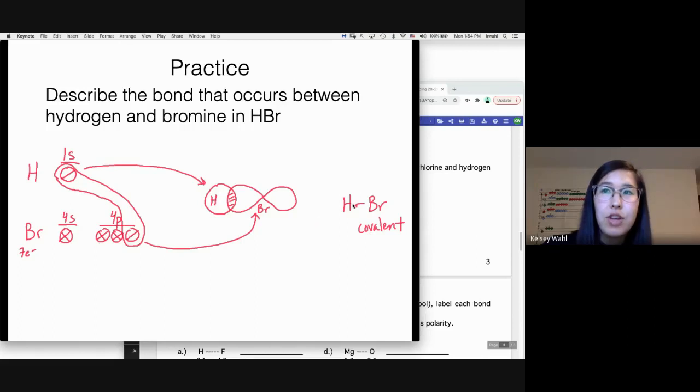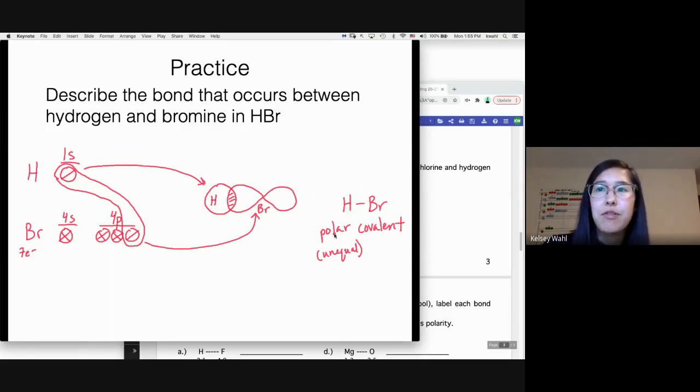So when they're sharing these two electrons between them, it's going to be closer to one side, and that's what we call a polar covalent bond. Polar means unequal. And that's because they have different electronegativities. They're pulling on the electrons differently. And so we'll show how that plays out here.